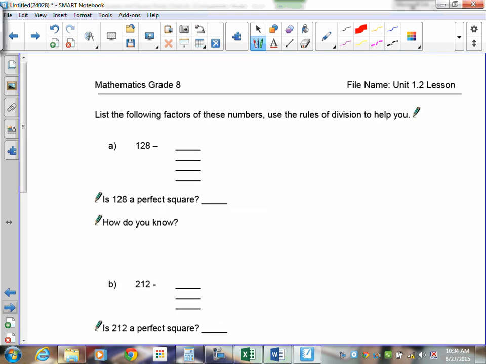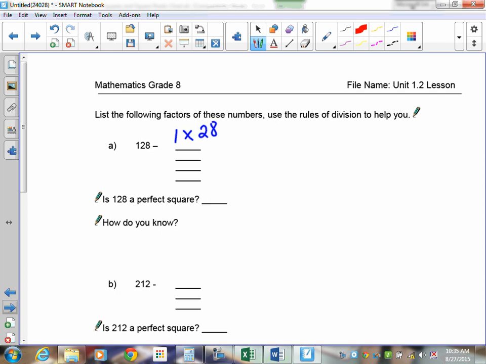Okay, let's take a look at 128. We told you before that all perfect squares have an odd number of factors. So you need to go through and find the factors of 128. You can use your calculator, but do them in pairs or use the rainbow method. Okay? The first one is always obvious, 1 times 128.